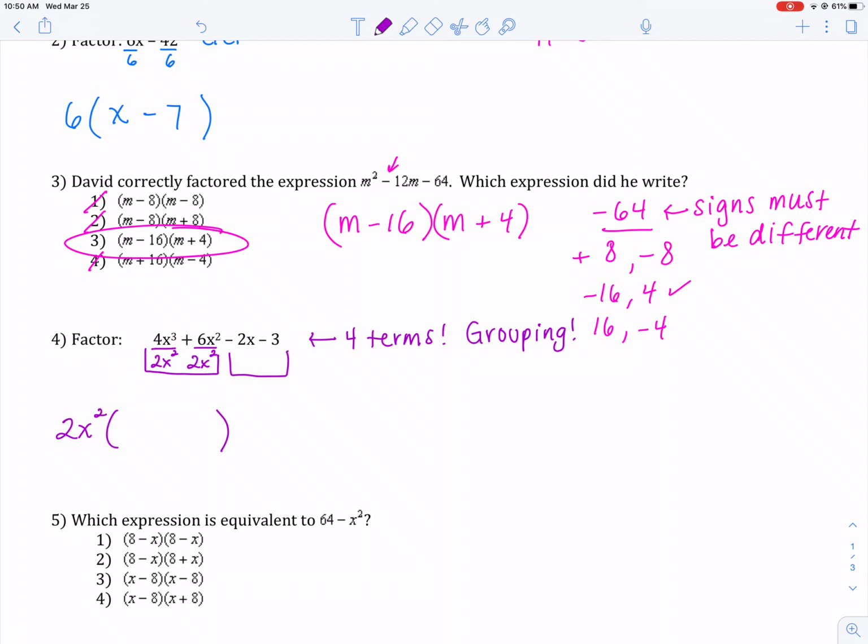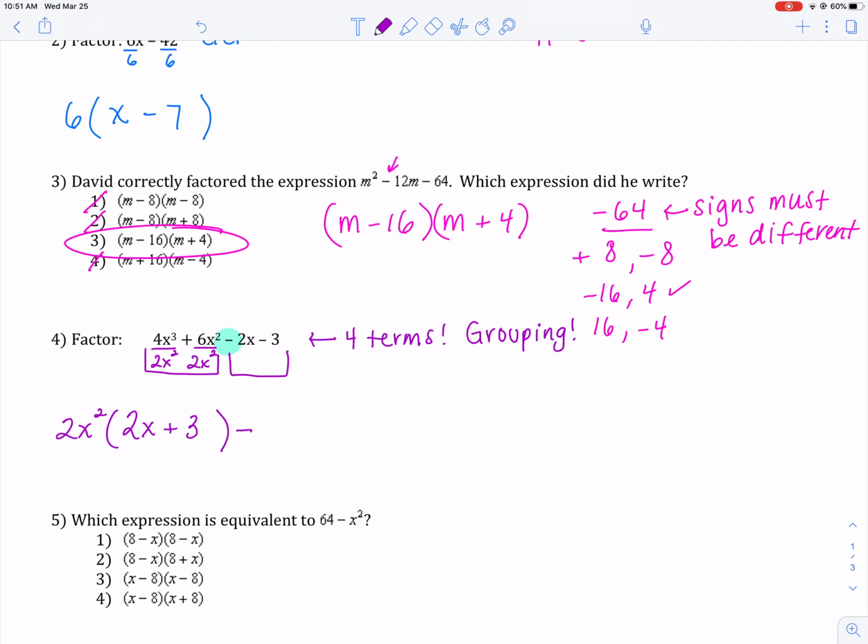When I divide 4 by 2, I get 2. When I divide x cubed by x squared, subtract your exponents, I just get an x. Plus 6 divided by 2 is 3. And when I divide x squared by x squared, they divide into 1. It's gone. Remember here, this middle sign, negative, must come down with your GCF.